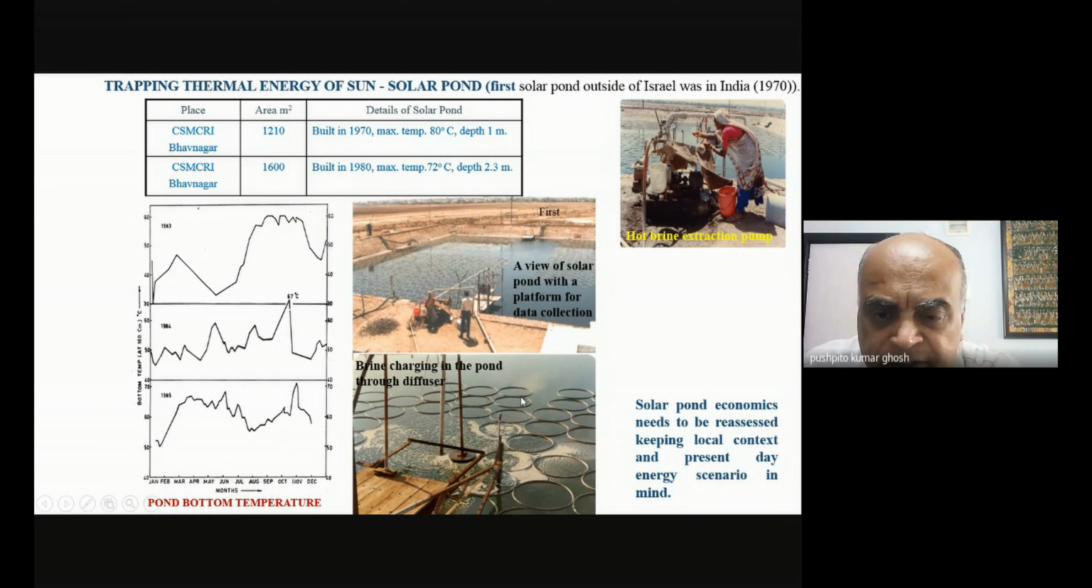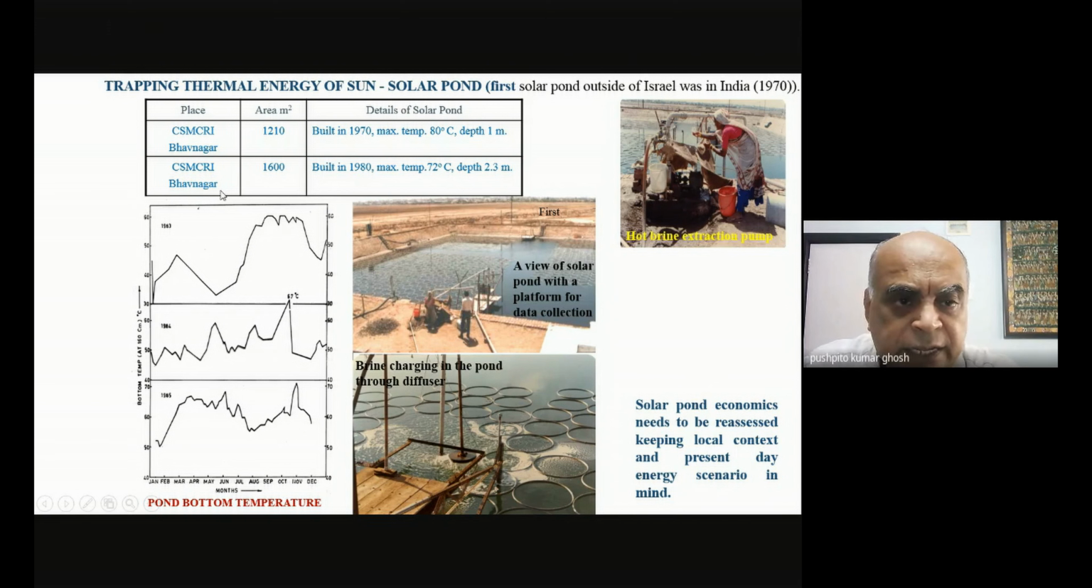Now these rings are like windbreakers, because if you don't put them, and if there's a strong wind, the top surface of the water will become so agitated that the solar radiation will not really travel to the bottom, it will just get scattered from the surface. Okay, so you need to make the surface as still as possible, so that the solar energy can nicely fall. Okay, and you can see for example, this is a pump, and the hot brine is being taken out from the bottom, and then it is being used for some industrial applications.